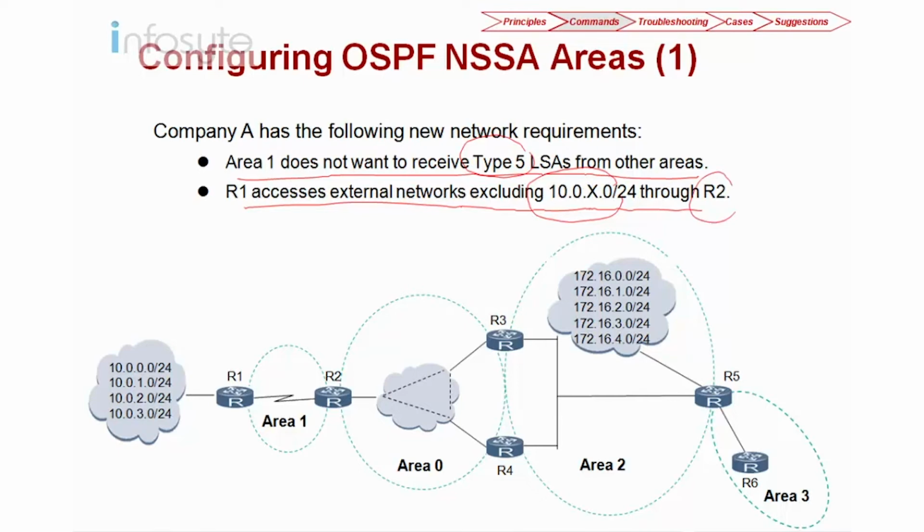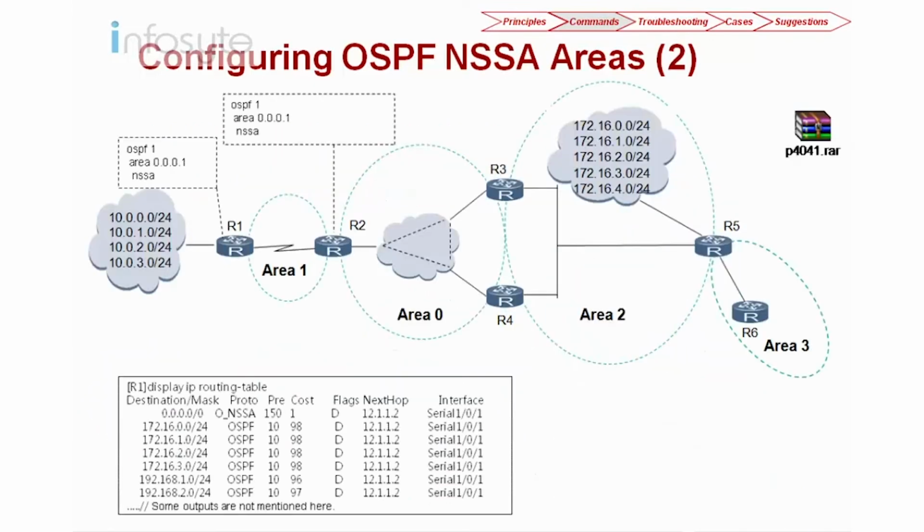So that means this one is an ABR. The rest can still go in through R2 to access the 10 network segment, but it's only the 10.0.0.0 and the 10.0.2.0, because the 10.0.1.0 and 10.0.3.0 are filtered by the ACL. So in this example, we're going to configure R1 and R2 using the NSSA. Let's check the configuration.